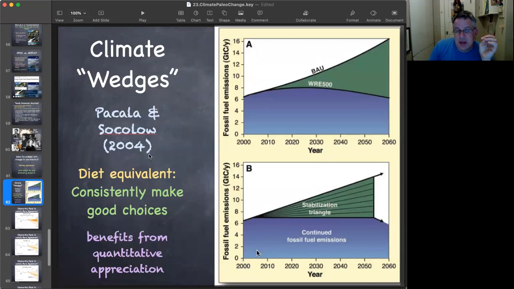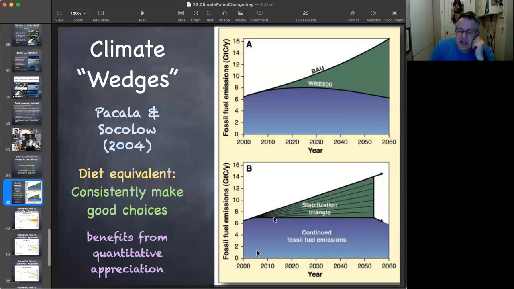This is a really nice paper from a group at Princeton. If we think of it compared to dieting, it's like we consistently make good choices at every opportunity. We have no dessert, and we have a healthy salad, and we don't have too large of a portion, and we don't go out to eat very much, etc. We break down what needs to be done to go from the increasing business as usual wedge, which is what they were thinking of, down to beginning to decrease.